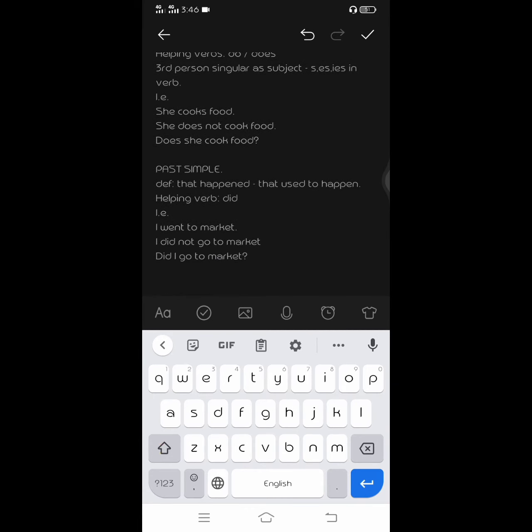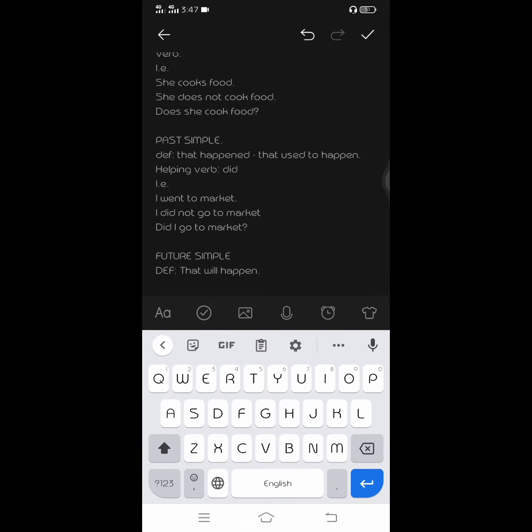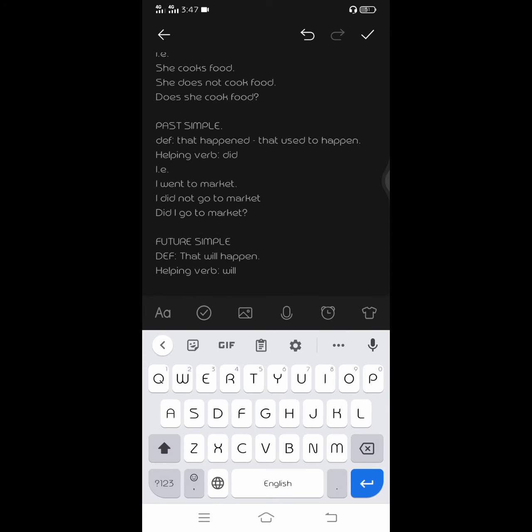Moving on, we have got another tense, which is future simple tense, right? Again, a two-word definition. It's going to be three-word actually, so it will be that will happen. In Urdu, it's going to be jo hoga. Whatever will happen, that is future simple tense. Jo bhi hoga, kabhi bhi hoga, you are going to use future simple tense with that. The helping verb is will, and the verb form is the first form. So how are you going to form a sentence? Let's take an example.